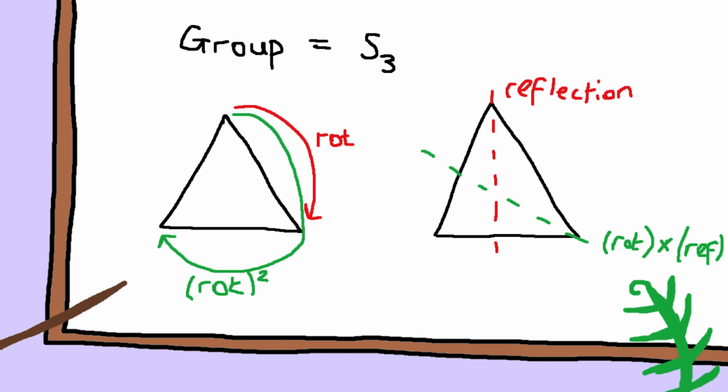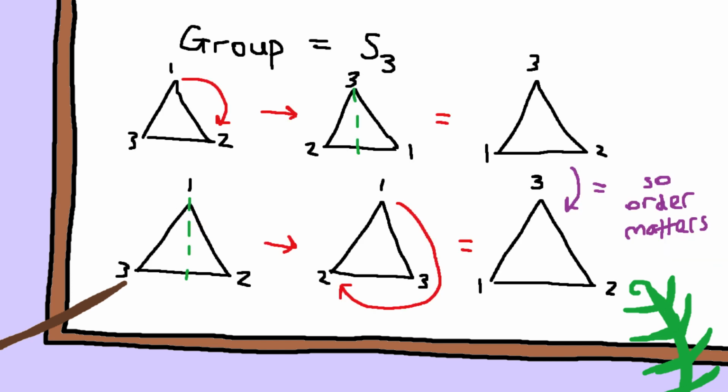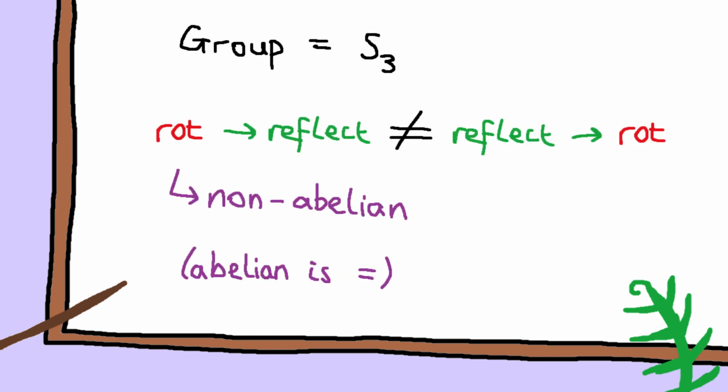It's non-abelian because we can see if we reflect once, then rotate twice, we get the exact same triangle as if we rotate once, then reflect. So the order we do things is important. That's actually the definition of non-abelian, because order matters, and abelian means order doesn't matter. So we can see that it is non-abelian.